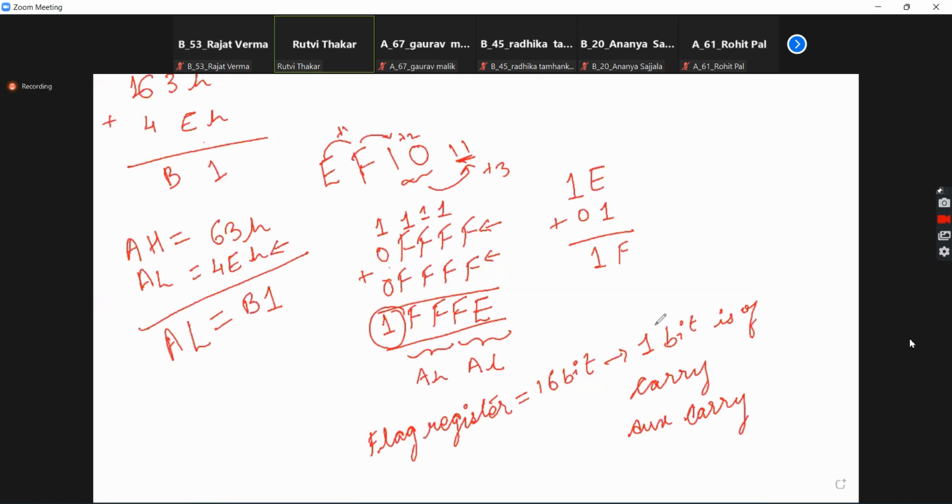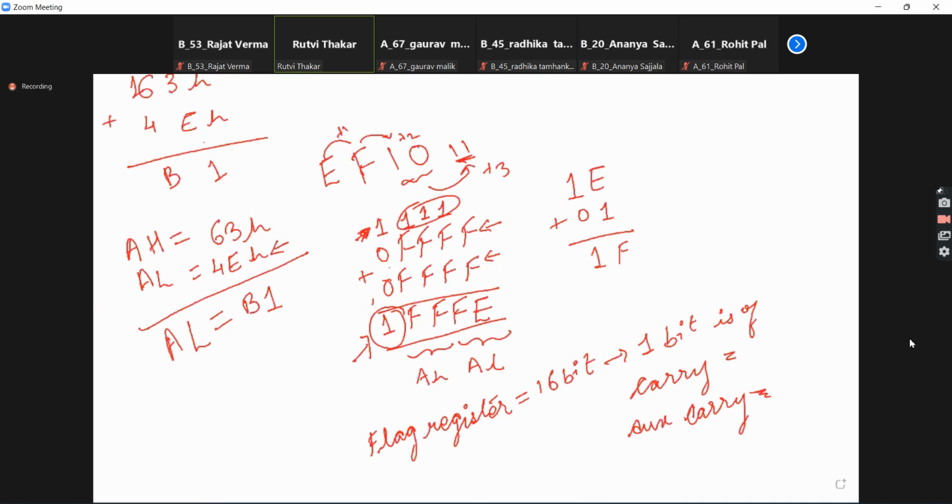Okay. So whenever any of the carry is generated apart from the main carry, okay, this is your main carry. Apart from main carry, if any of the carry is generated, I will call it as auxiliary carry. Okay, and if you have a final carry, that will be treated as carry.